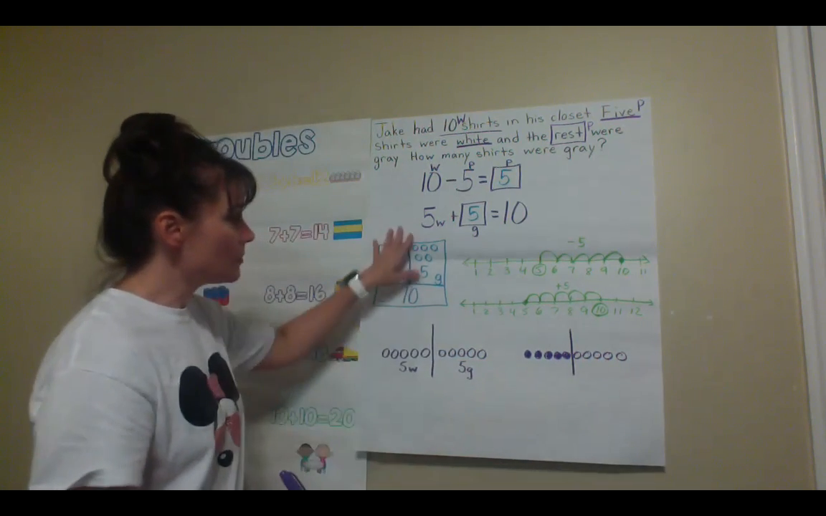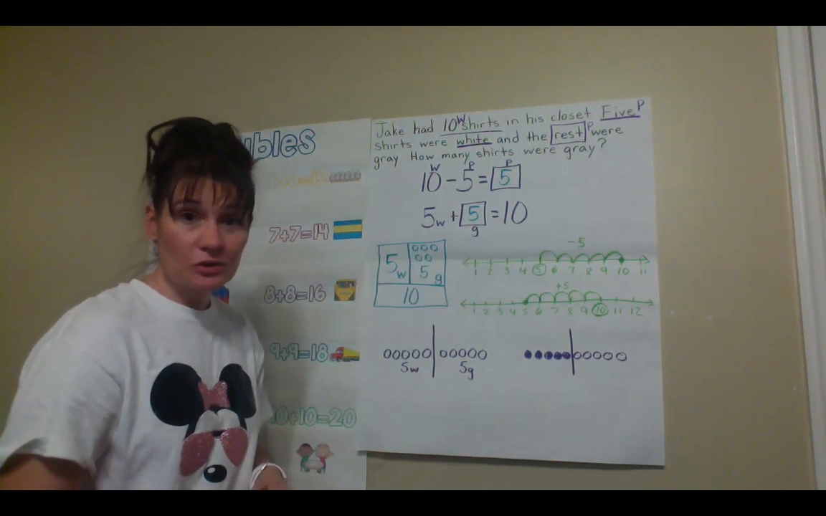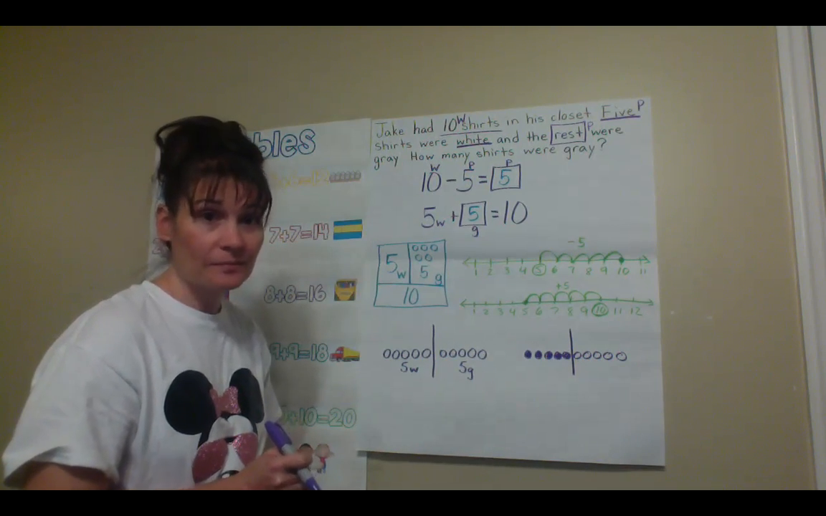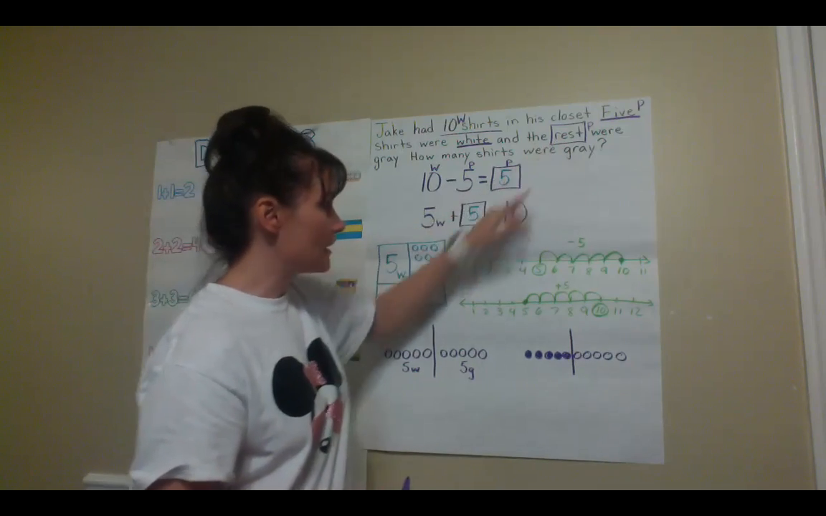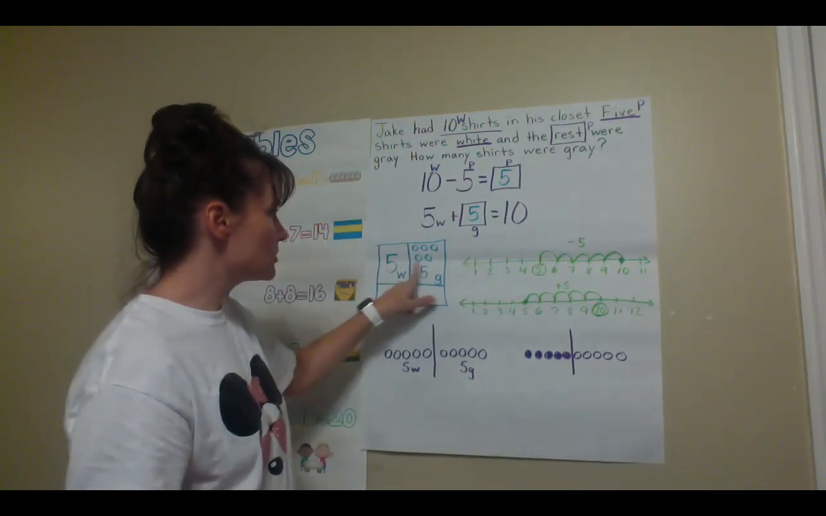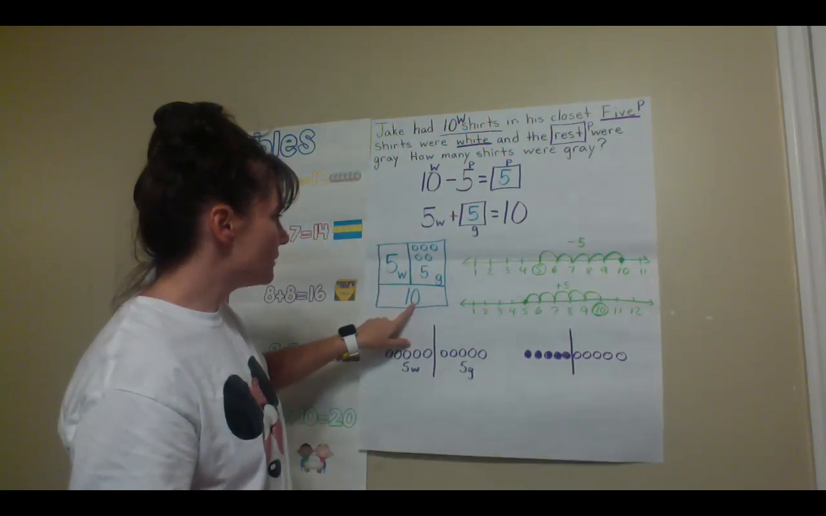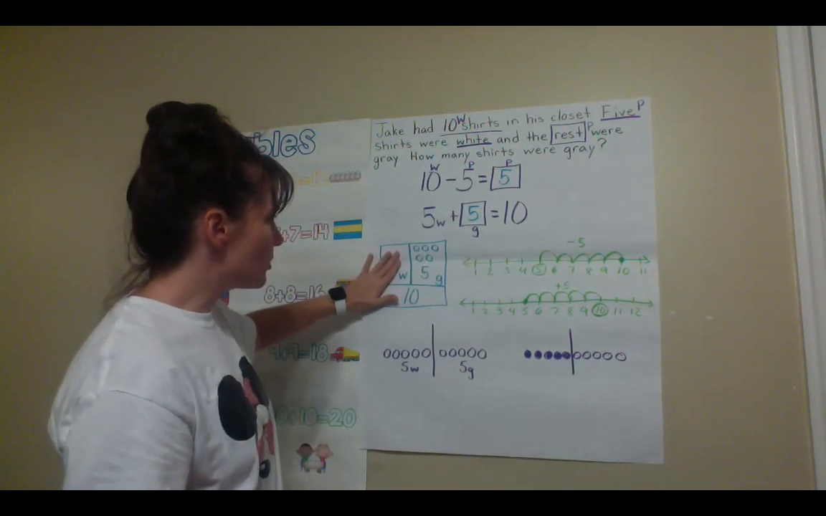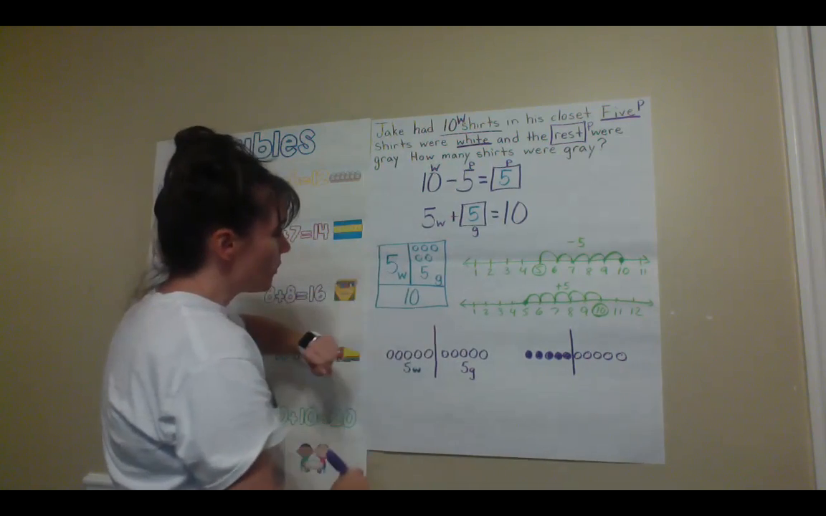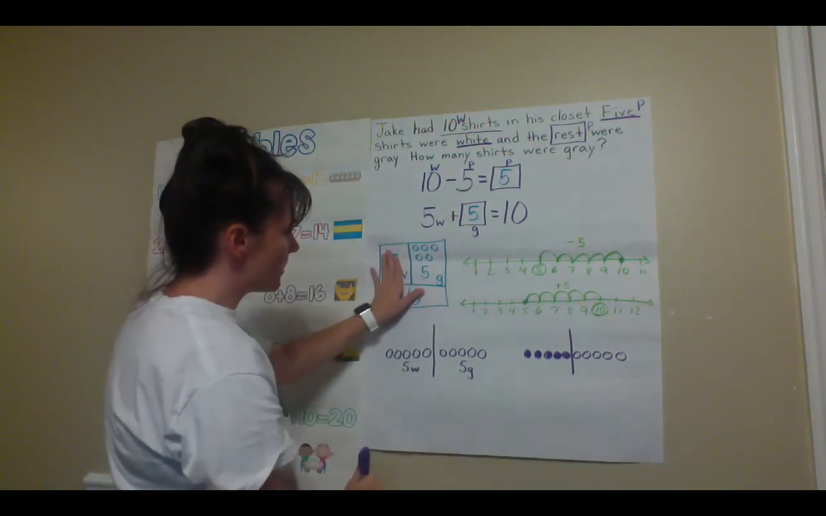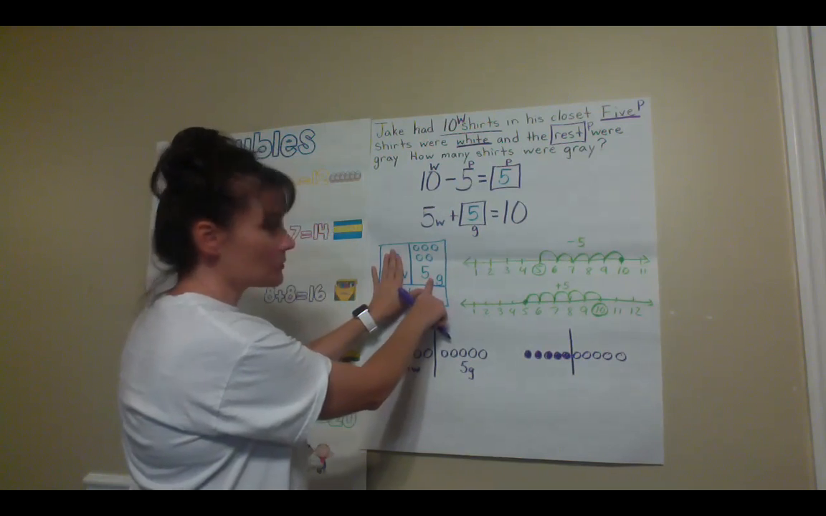These are all some of the models that you could use to help you solve. Part whole is great when you're having a missing atom because you can see your relationships between the addition and the subtraction, because a part plus a part equals your whole, or your whole minus a part equals your other part.